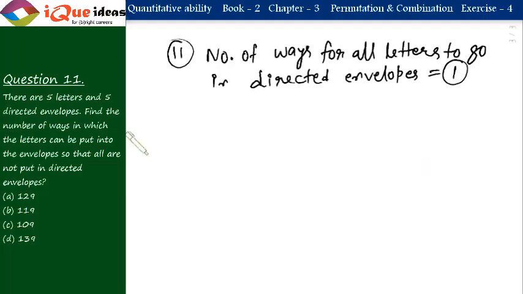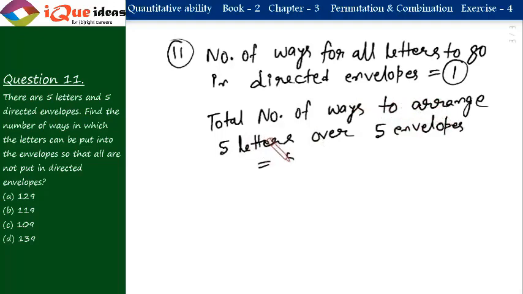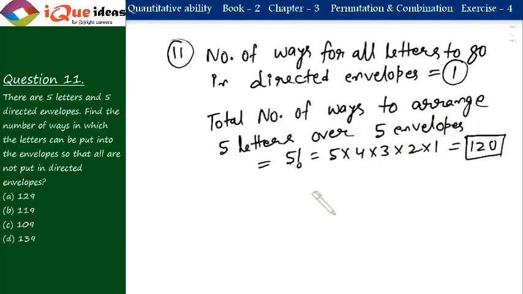Now, suppose we have to simply arrange, so let's count the total number of ways, right, to arrange 5 letters over 5 envelopes. That would be equal to simply 5 factorial. Now that is 5 into 4 into 3 into 2 into 1, that is 120. So there are 120 ways to juggle between the envelopes or to arrange all the letters over the envelopes, right?